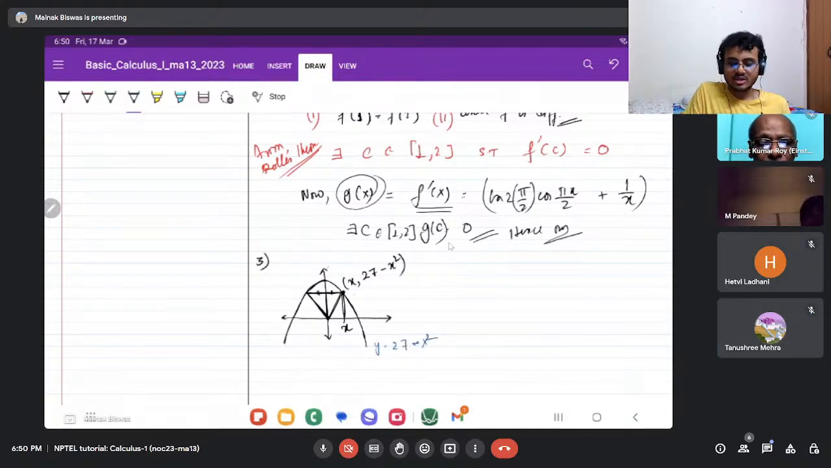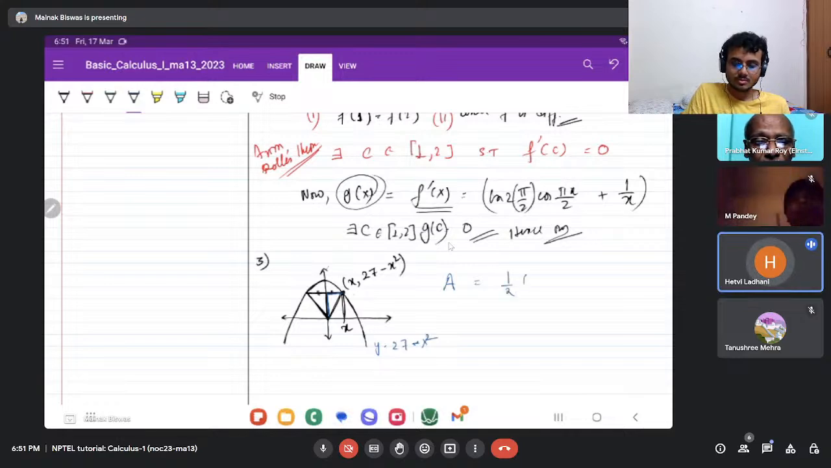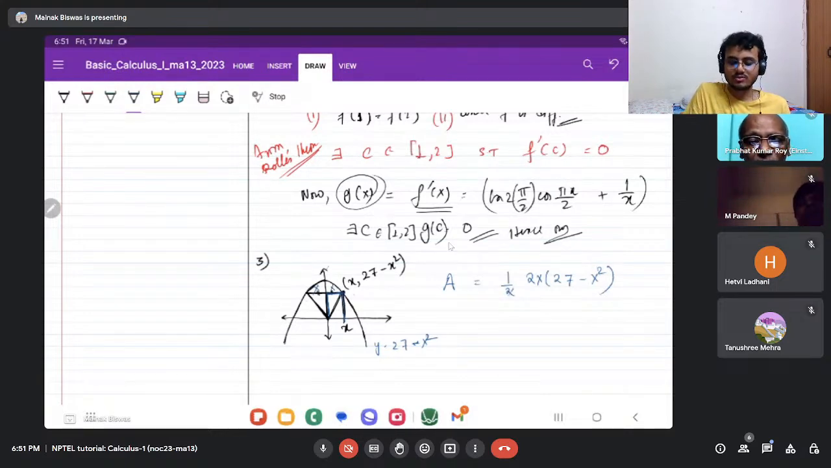So what is the area of the triangle now? Let us define A as the area. Everything is known, base is known, height is known. Tell me, what is the area? Half into 2x into 27 minus x square. Correct. So this is your x, and this is your x again by isosceles triangle. And this height is 27 minus x square. So this turns out to be 27x minus x cube, your area.